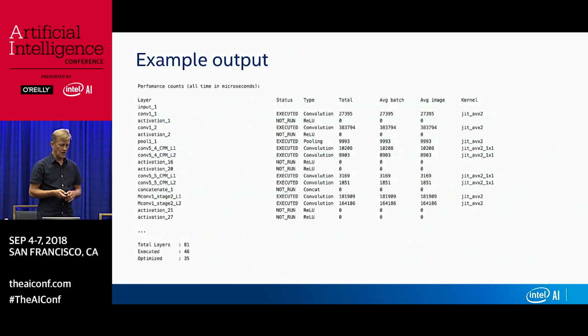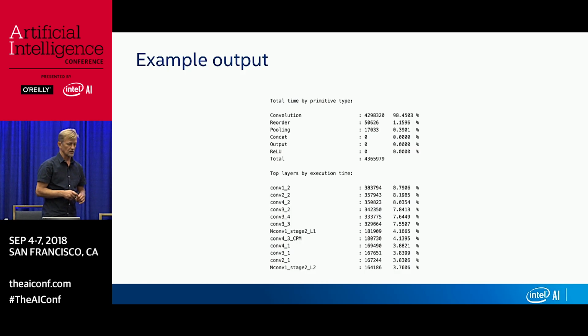So here is an example output from the performance counters. The first column is the layer name. The second one is the status, which tells whether the layer was executed or optimized during runtime optimization. Then the type of the layer, the total time taken to run this workload, average time per batch, average time per image, and the kernel which was used to run this operation.